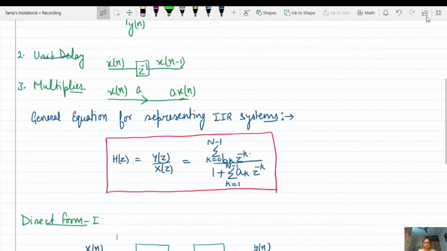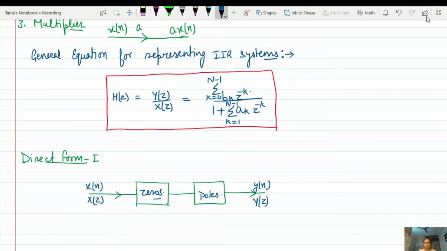Now the general equation for representing our IIR system is H of z, which equals Y of z upon X of z. It might be written as the sum of b k z to the power minus k, k equals 0 to n minus 1, over the sum of a k z to the power minus k. These are the zeros and these are the poles. Now first we go towards the direct form 1 realization of our IIR system. For the direct form 1 realization, as per the rule, we first realize the zeros and then we realize the poles of the system.